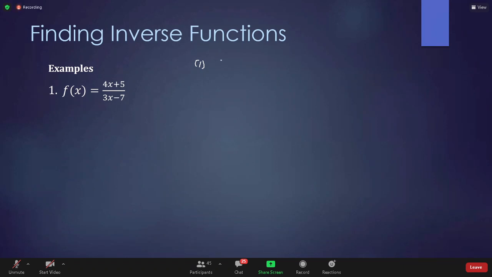So we start from y equals 4x plus 5 divided by 3x minus 7. So we change the names of variables. That is, now we write x equals 4y plus 5 divided by 3y minus 7. In other words, what was x in the function now is y, and what was y in the given function now is x. So now we need to express y.